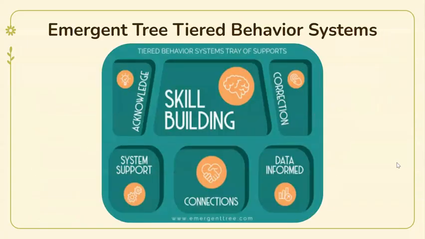So, really quickly, an introduction. Again, I wanted to pull our focus over to the Emergent Tree tiered behavior systems tray. This is the things that they have identified as the supports for a tiered behavioral system. Our last session, which was going over the behavioral matrix, was talking about the skill building. And today we're going to be focusing on connections. So, making those connections with students and what we can do with those connections.